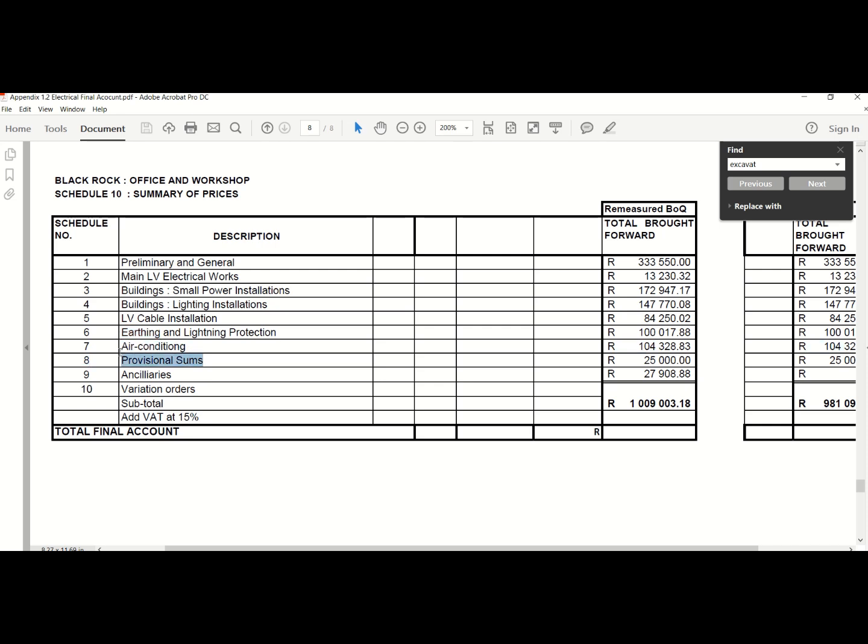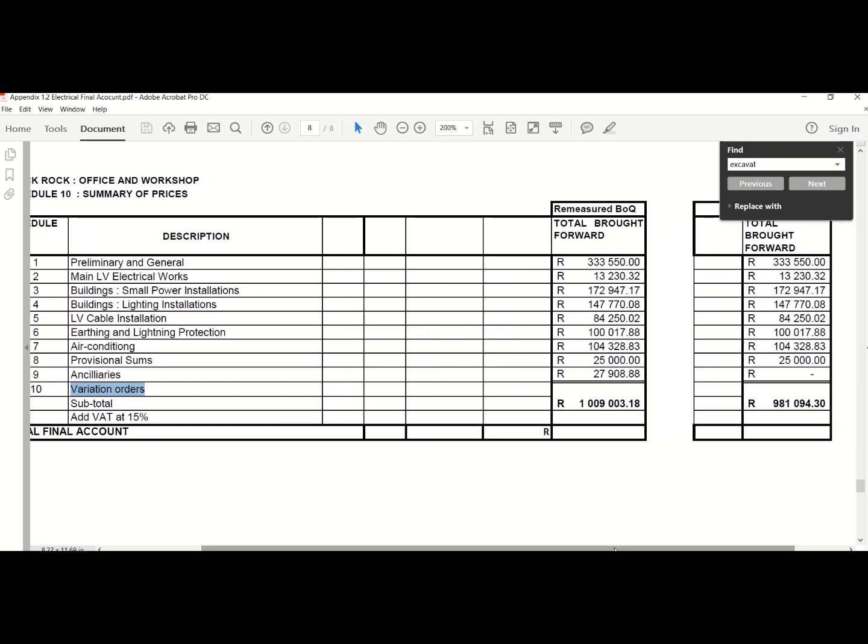And then you would see here's the air conditioning, and there's some provisional sums that's included here. And then there's some auxiliaries, and this is actually a final account that I have here on the screen. So you would have variation orders in here as well. So the variation orders isn't really applicable necessarily on your project. Okay, so variation orders is just where it tallies up to your original.